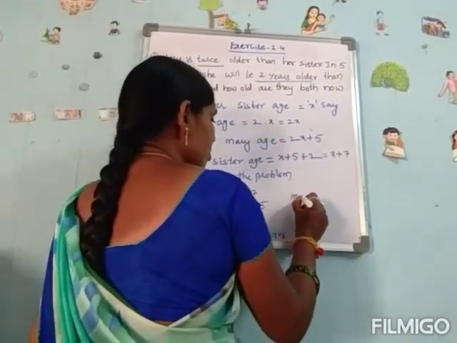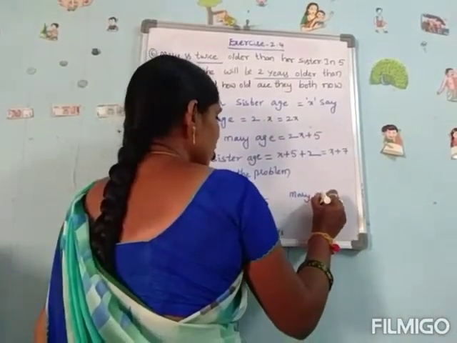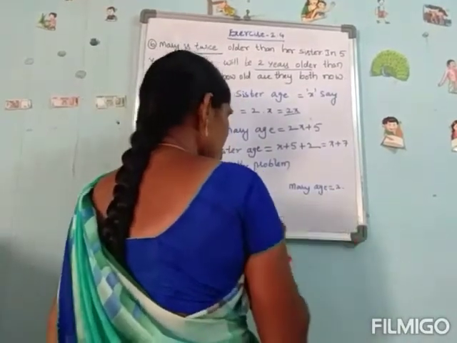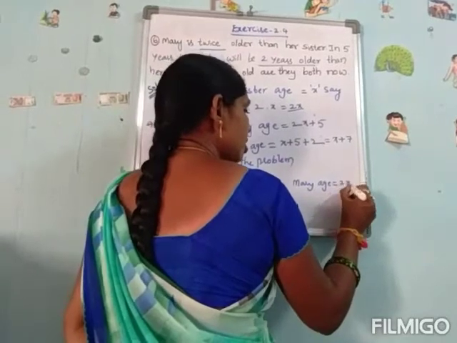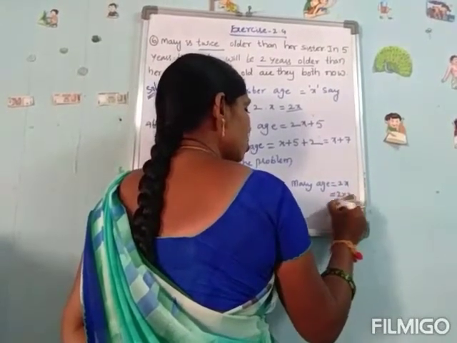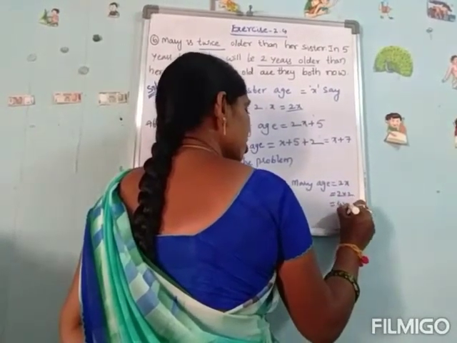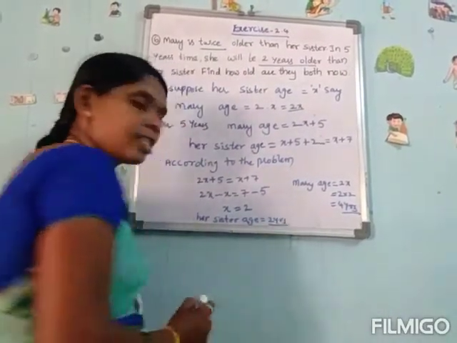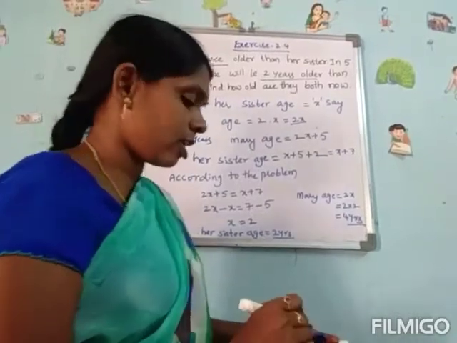Now Mary's age. Mary's age is how much? Twice her sister's age now. So that is 2 into x; we got 2x means 2 into 2. That is 2 twos are 4 years. So Mary's age is 4 years and her sister's age is 2 years. I hope you all understand.